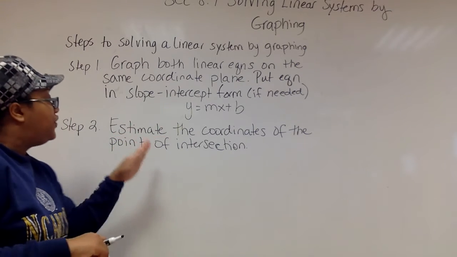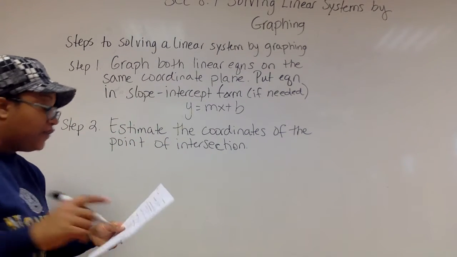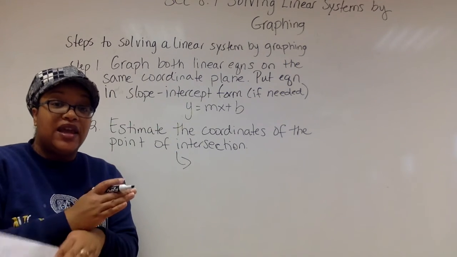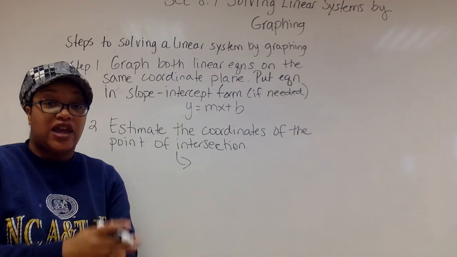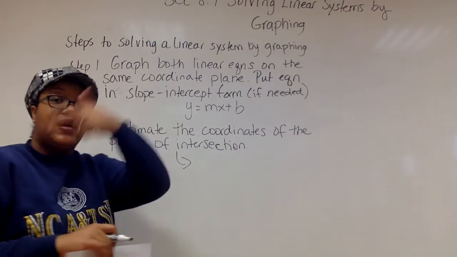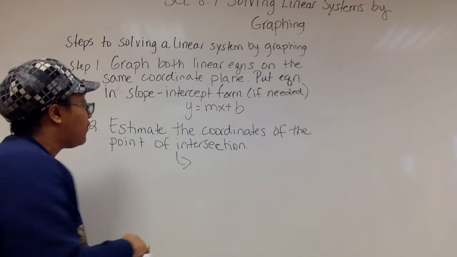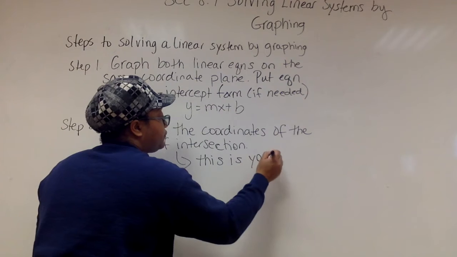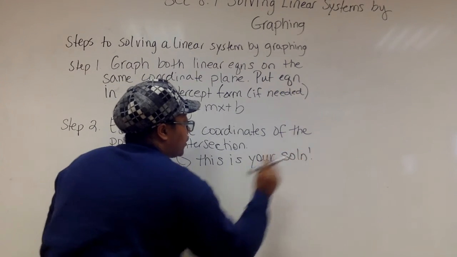All right, this point of intersection, this is your solution. The point of intersection is the point that both graphs share. So that's your solution because that x and y satisfies both lines that you graphed. So this is your solution, on the graph.